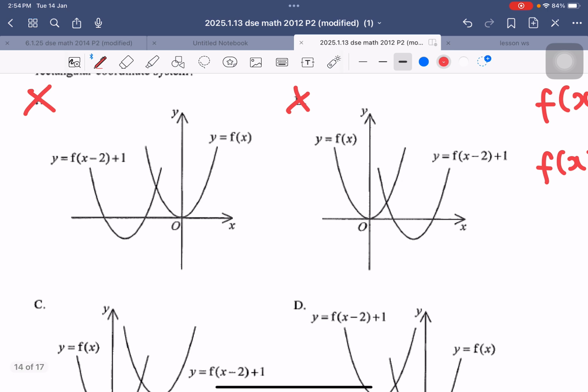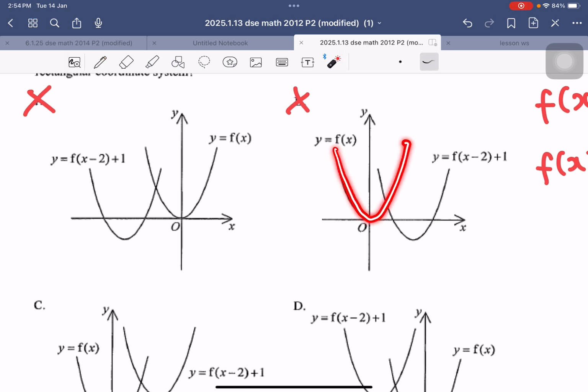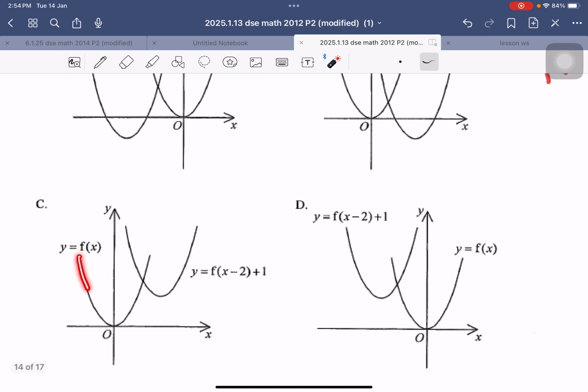You find the original f(x) first. You're going to the right, but this is going down. Okay? Then how about C? This is the original f(x) going right and then going up. So C must be correct. Okay? Understand? Is this hard? Not really.